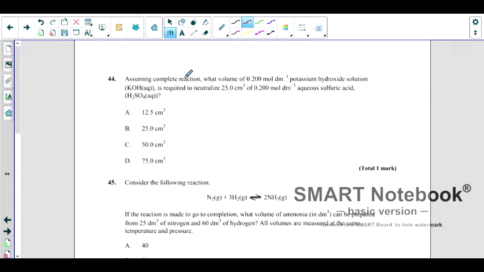Okay, assuming complete reaction, what volume of this 0.2 moles per decimeter cube potassium hydroxide solution is required to neutralize aqueous sulfuric acid? Again, you see it's neutralization, it's titration, acid base. So it's better to have the equation, because it's only the equation that can tell us what the mole ratio is. So what is potassium hydroxide? It is KOH. It's a very famous base. H2SO4. It's an acid base reaction. You will always get salt and water.